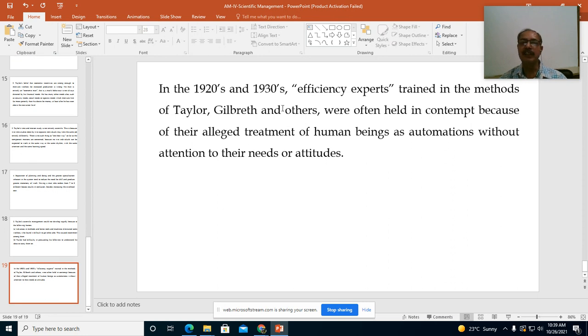In the 1920s and 30s, efficiency experts trained in the methods of Taylor, Gilbreth, and others were often held in contempt because of their alleged treatment of human beings as automatons without attention to their needs and attitudes. So that part was also criticized, because a human being cannot be treated as a machine. This is a very important point.